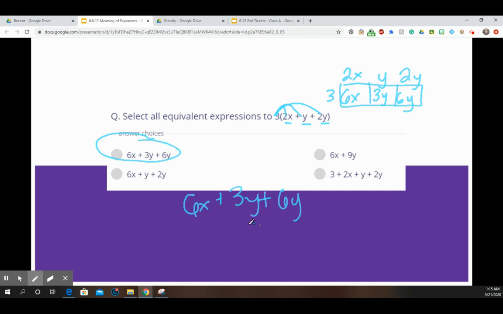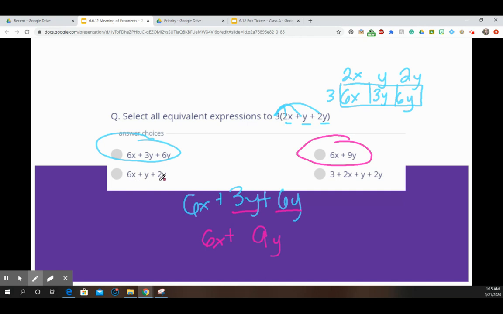The next thing I can do is something called combining like terms. And that means I can take the values that have the same variable, 3y and 6y, and add them together. I cannot add 6x because it has an x instead of a y. It's not a like term, okay? If I add the 3y and the 6y, I would get 9y because 3 plus 6 is 9. And I would add that with the 6x, okay? So that would be this option here.